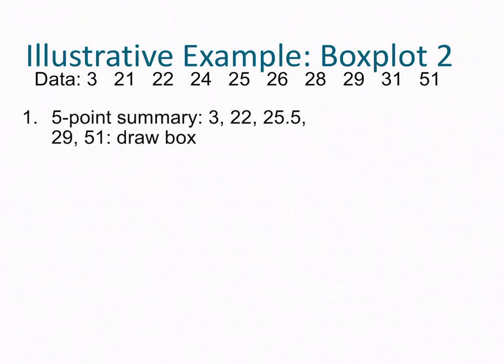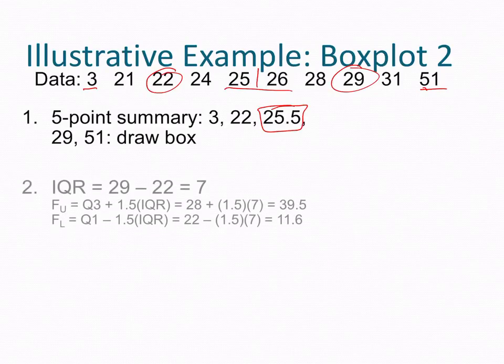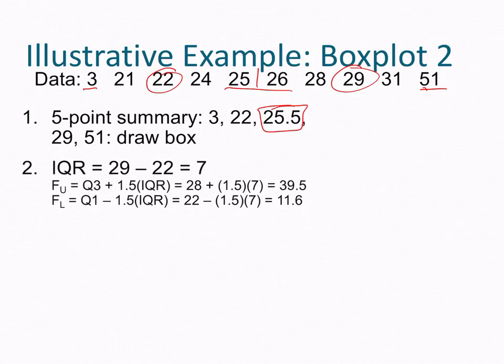An illustrated example for box plot 2. Here's another data set. If we were to go through this data set, our 5-point summary, we're going to have our lowest and highest value, and find our median value between here, which is going to be your 25.5. And then we find our middle values in between each one, and there's your 5-point summary to draw your box. IQR is going to be your Q3 minus your Q1, and you get your value.